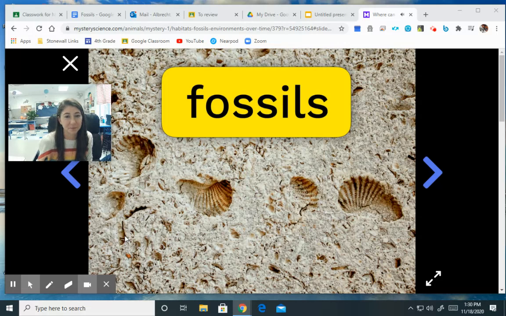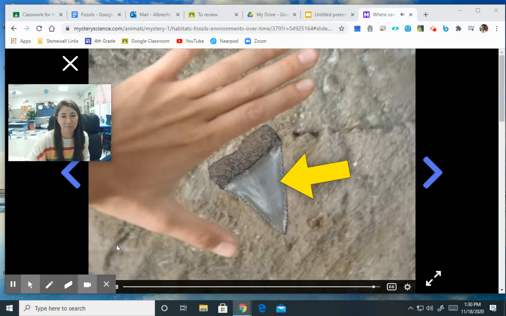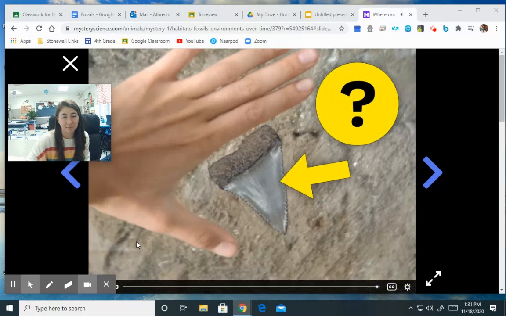Whoa. As soon as I realized I could find fossils here, I started looking all around. And as I looked all over the quarry, that's when I found this. This was no shell. This was something totally different. What do you think it was?